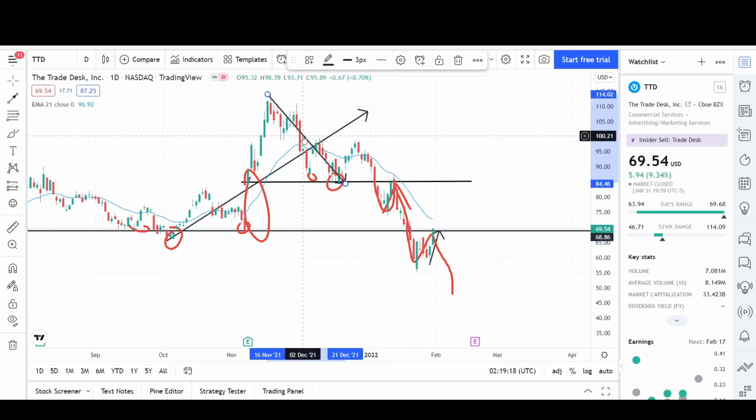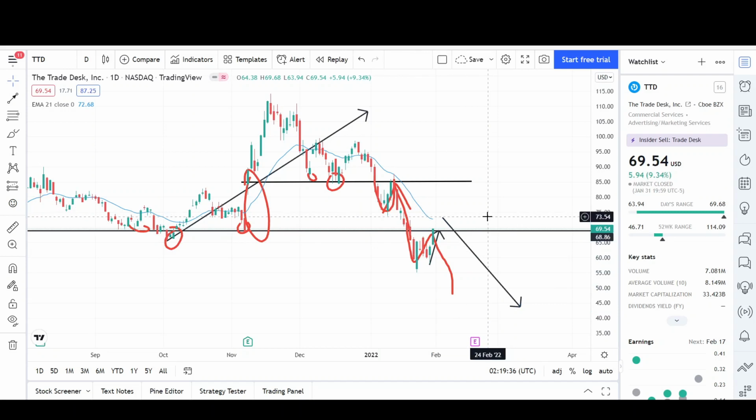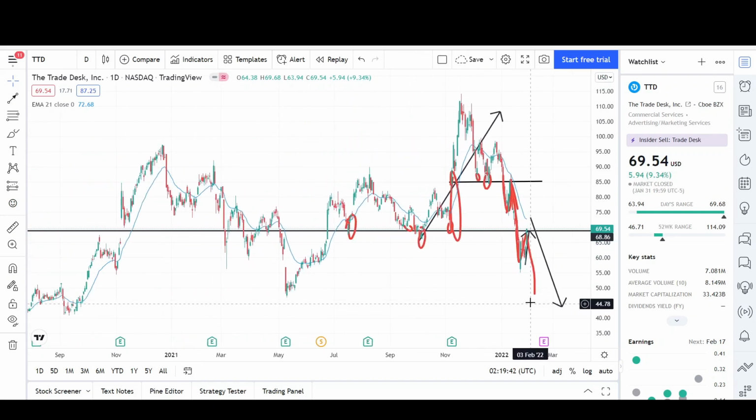Normally when we see a leg down and another leg down, and it looks like we can possibly make another leg down, usually the first leg and the third leg are the same size. So if I move this over to where I believe The Trade Desk will reverse, possibly at the $73 level, I think we can get some resistance there. If we do and we drop down, the target is at the 43.65 level. So that's my analysis for The Trade Desk.